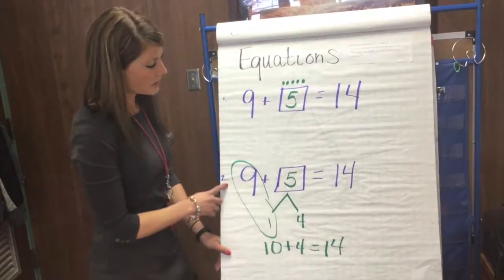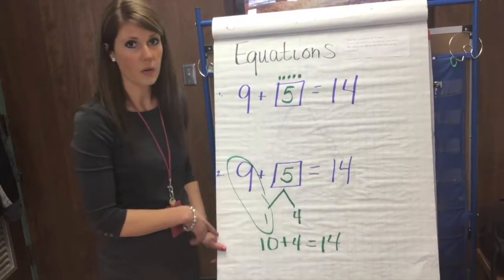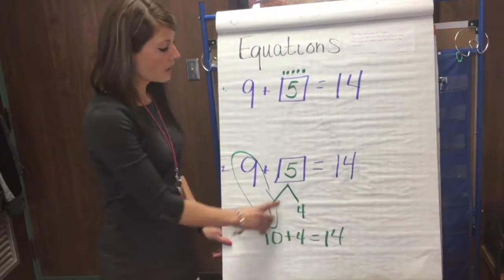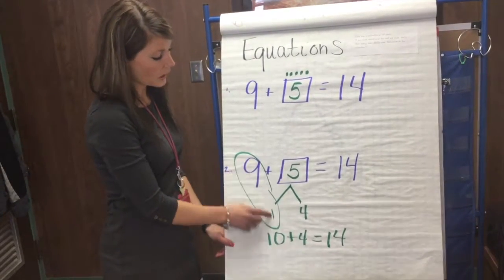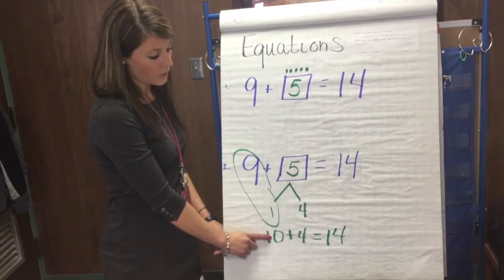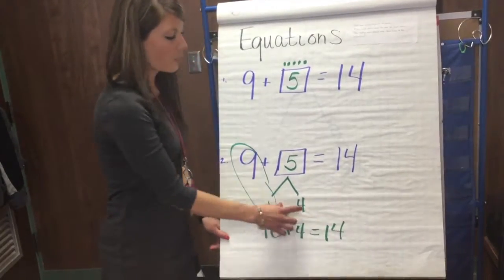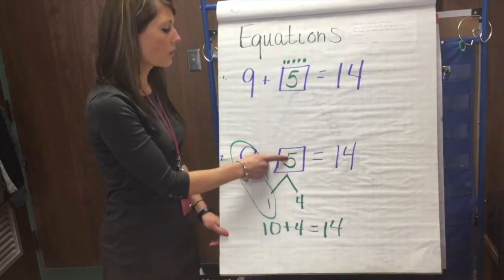Other students might still use an equation with an unknown add-end, but instead of counting on, they draw lines below the unknown and make a 10. So they know that 9 goes with 1 to make 10, and they know that 10 plus 4 is 14. So when they add the two partners together, they get their total.